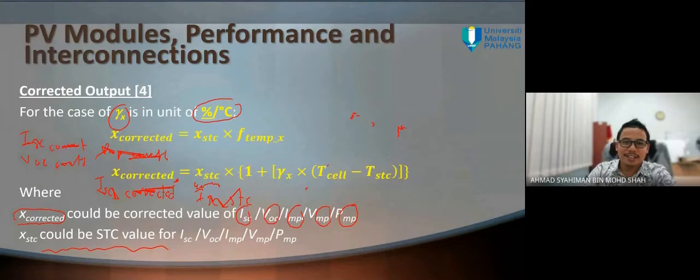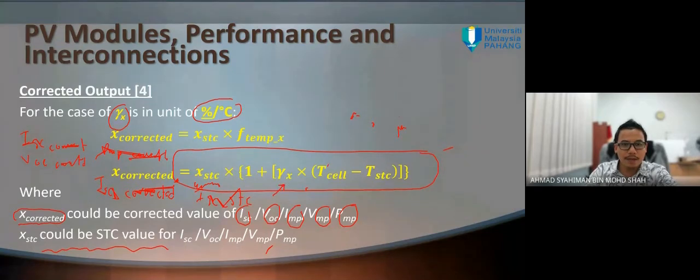So this is the equation. 1 plus alpha X multiplied with T cell minus T STC. How do we calculate T cell? What is the equation for T cell?